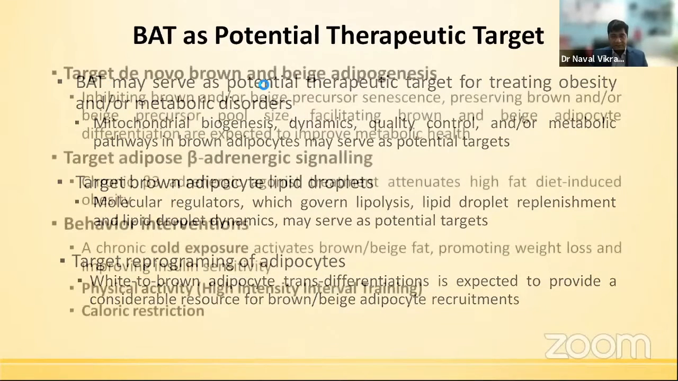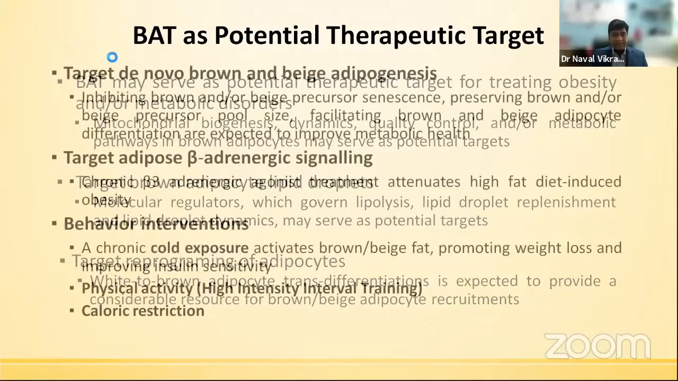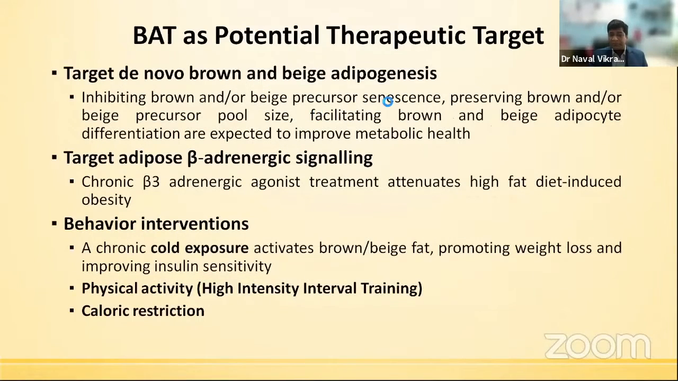Now, the other way it can act is by inhibiting brown or beige precursor senescence. We decrease the death of these cells, preserving brown and beige precursor pool size. Now, chronic beta-3 adrenergic agonist treatment attenuates high fat diet effects, but we don't have any agents which are available for use in humans. Behavioral interventions, yes, chronic cold exposure activates brown fat, which promotes weight loss, but chronic cold exposure is not physiologically feasible for human beings.